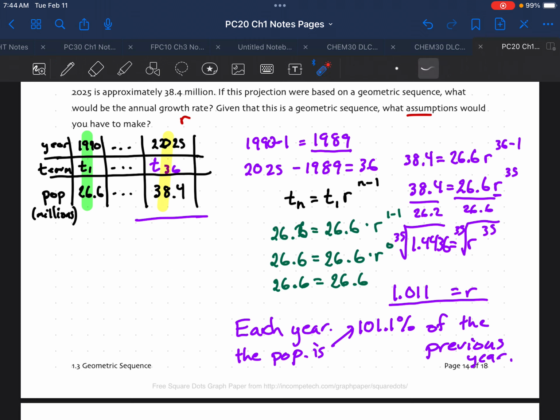So there you have it. If you know term 1, and you know a random other term in the sequence, you can determine the value of r.